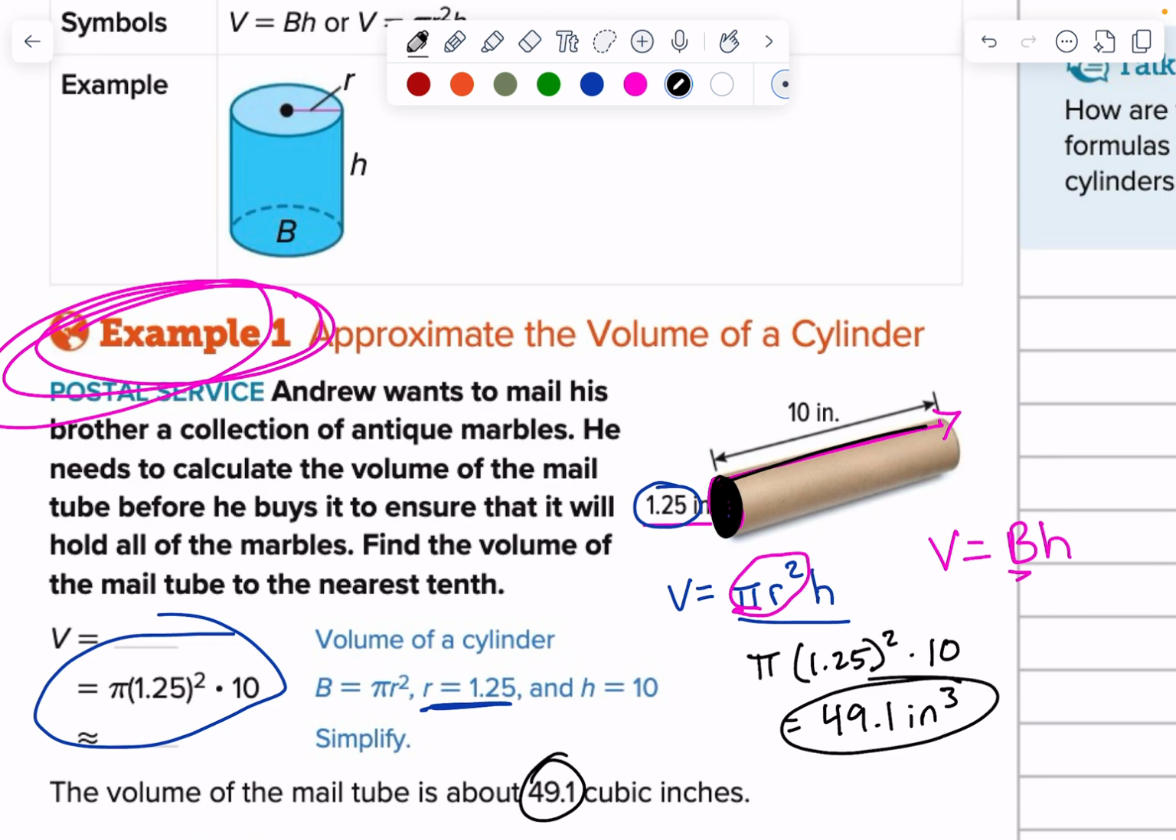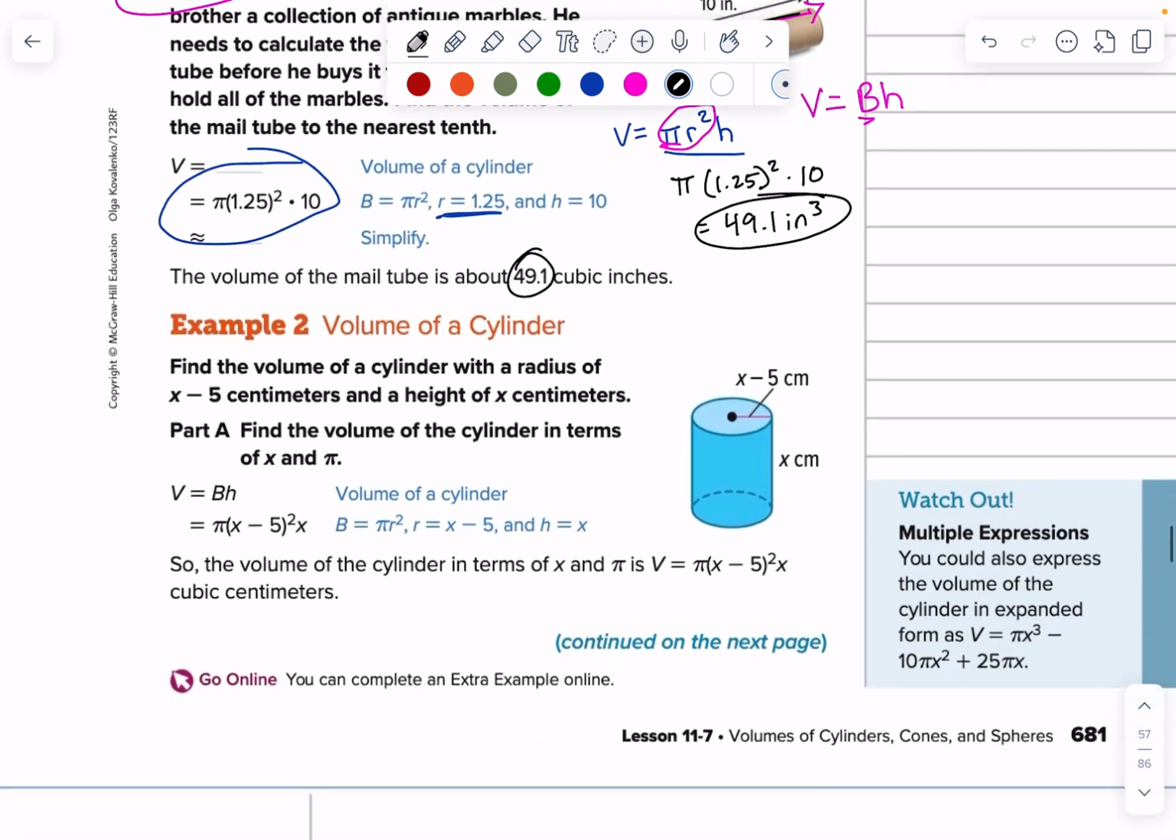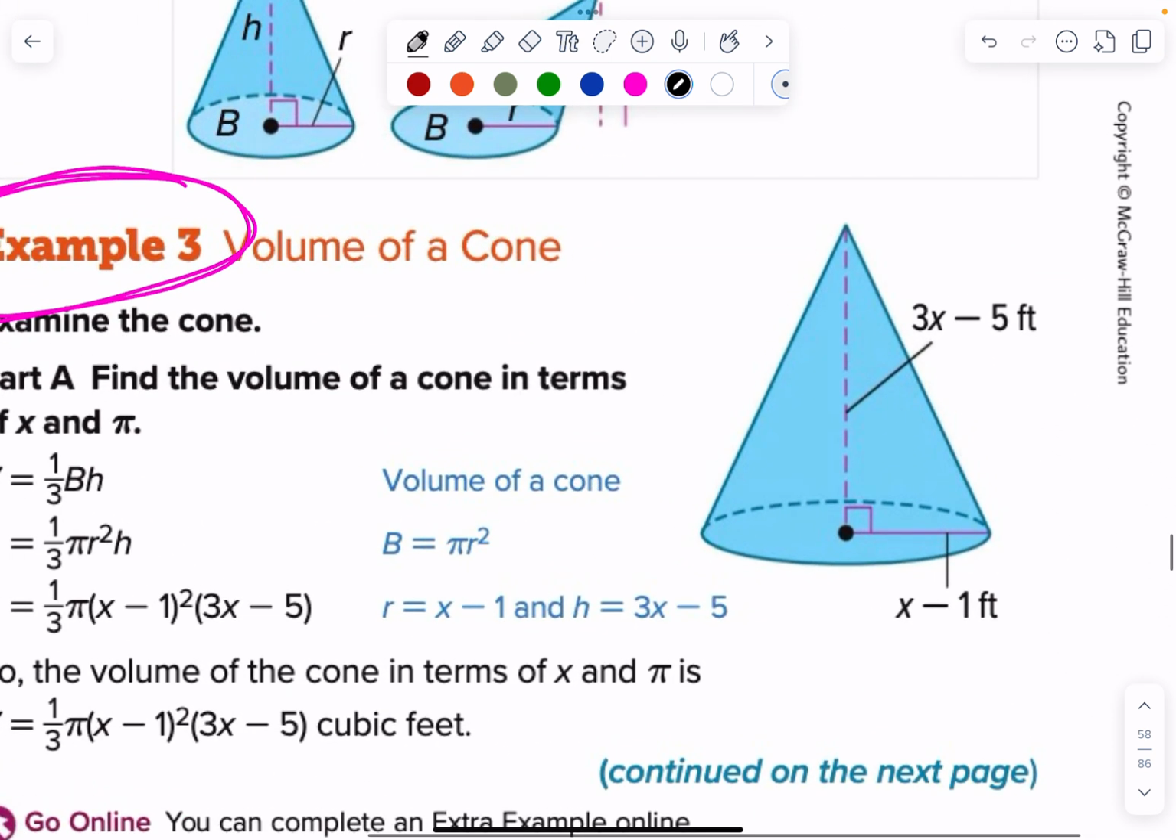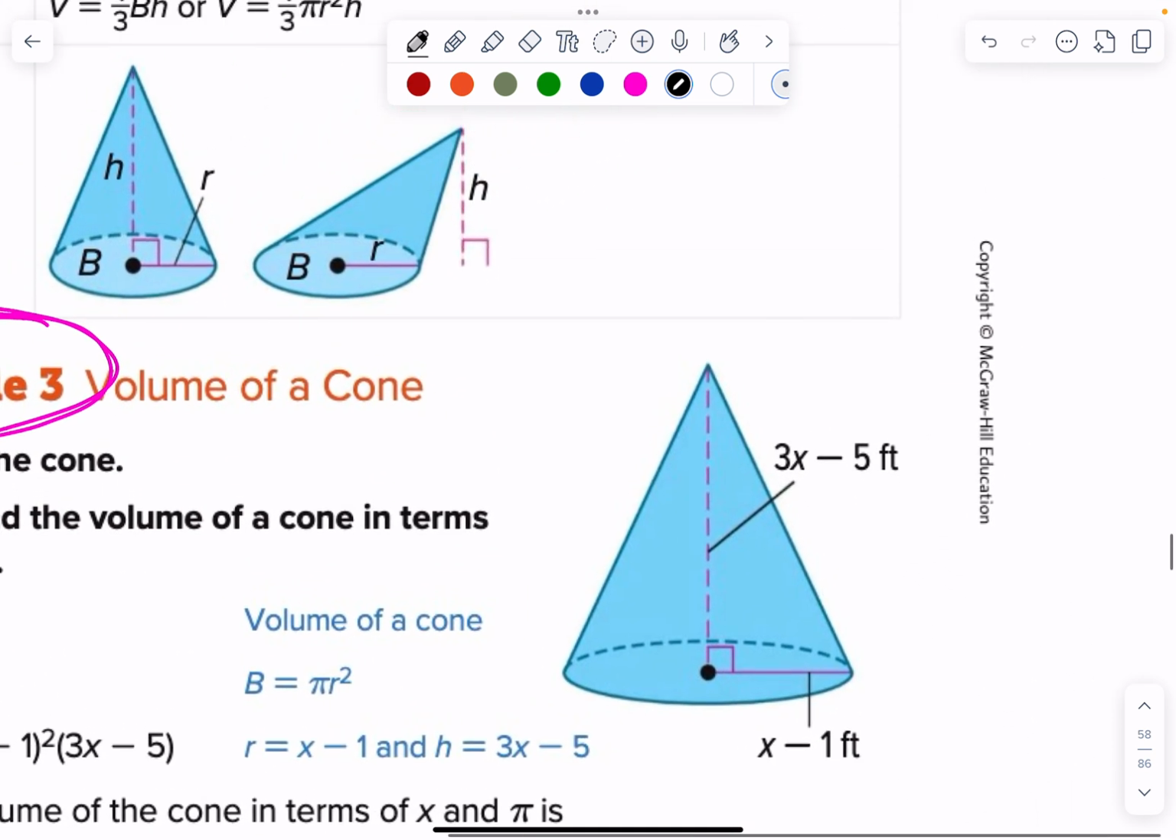No, don't forget to put your label on the end. It needs to be in inches cubed, okay? Not too bad, right? Okay, let's go down. I'm hopping over to example 3 because this is volume of a cone, okay? So a cone is going to be 1/3 pi r squared h, right?